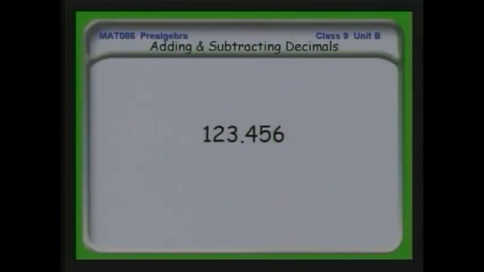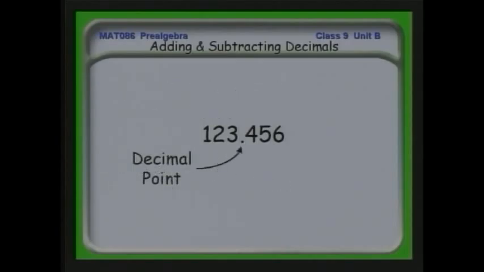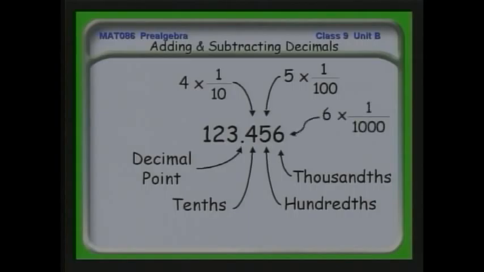Let's just review a little bit before we go on. Remember, we're dealing with hundreds, which is 1 times 100, the tens place, the units place. Then we have the decimal point, where we're dealing with tenths, and that represents numerically 4 times a tenth, hundredths, 5 times 1/100th, and thousandths, and this number represents 6 times 1/1000th.